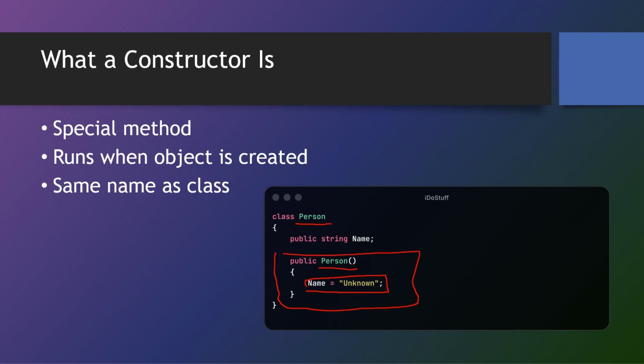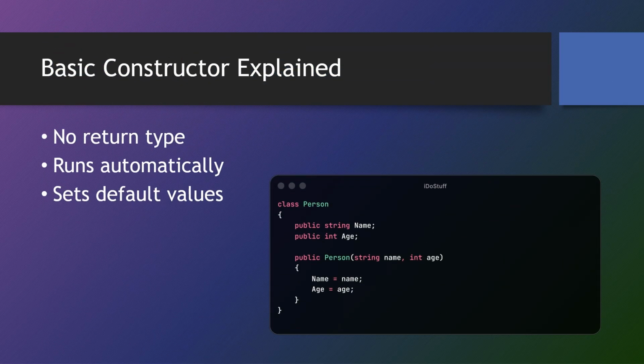Breaking down a basic constructor. Let's look at a simple constructor example. The class name and constructor name match exactly. Inside the constructor, you assign starting values to fields. The moment you create an object from this class, the constructor runs automatically. You don't need to remember to set anything manually. This guarantees consistency.